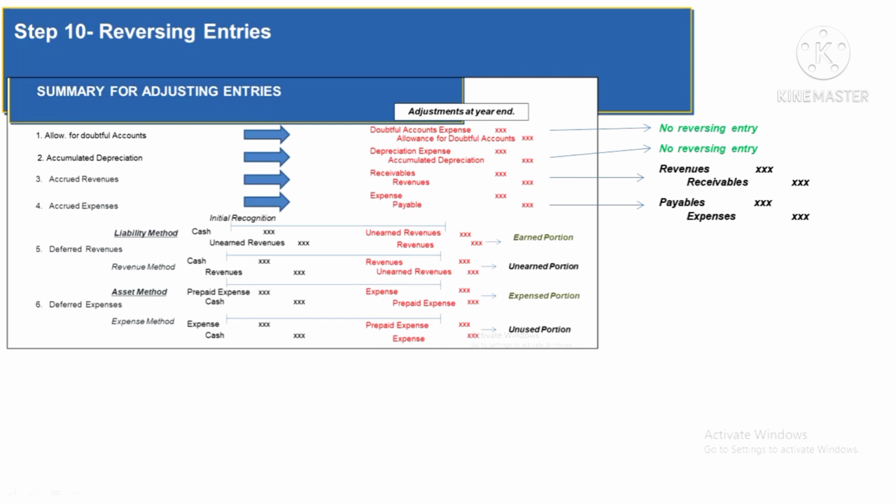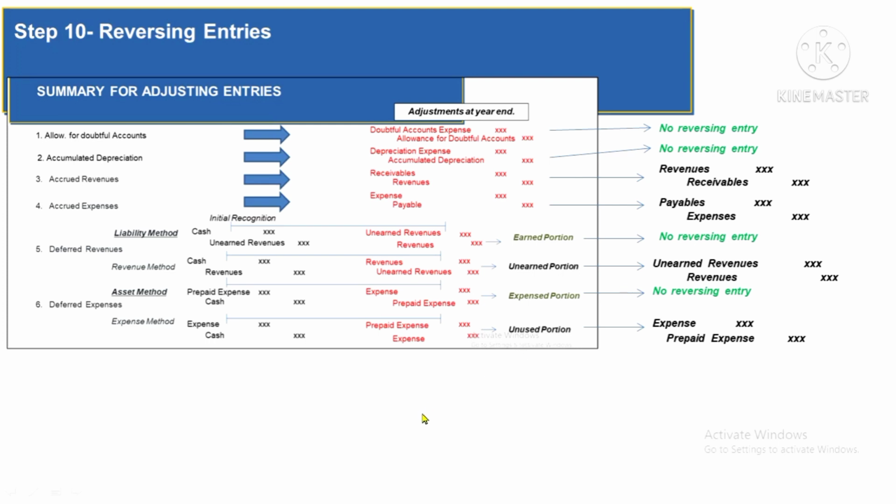To cut the story short, the adjustment for deferrals under the revenue method and the expense method are the only ones that will be reversed, and it will look like this. So, adjustments under the asset method and the liability method shall not be reversed. Now, let's answer the question: when will you prepare the reversing entries? Reversing entries are prepared at the beginning of the next year. And that's it for step 10.